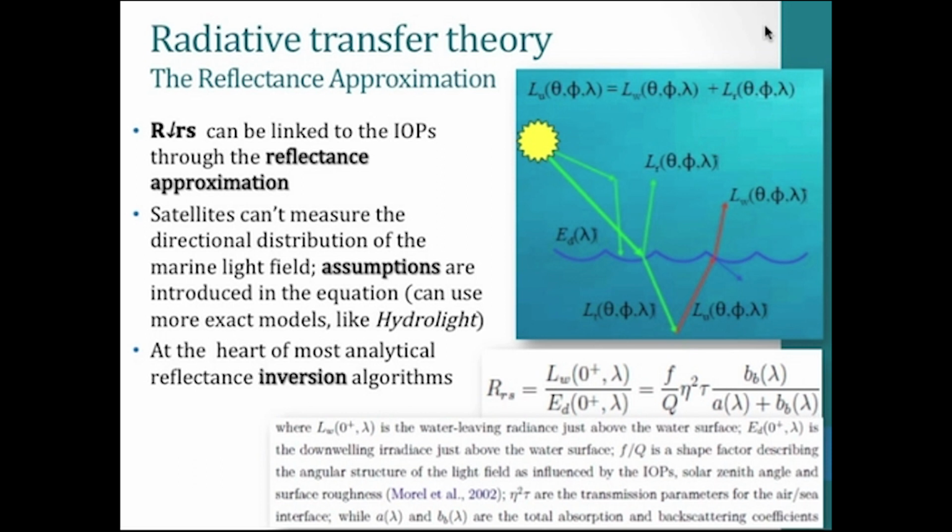The approximation shown here, that reflectance can be represented by a shape factor f over Q in combination with the absorption and backscattering coefficients of the medium, is at the heart of most inversion algorithms using satellite radiometry to characterize in-water IOPs.